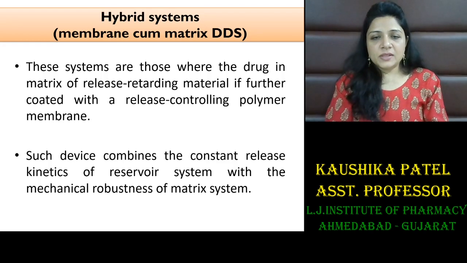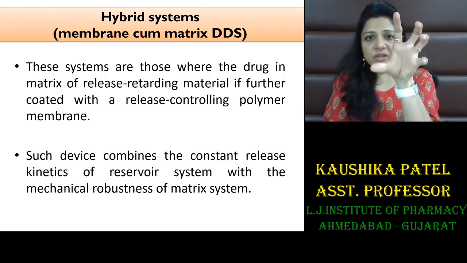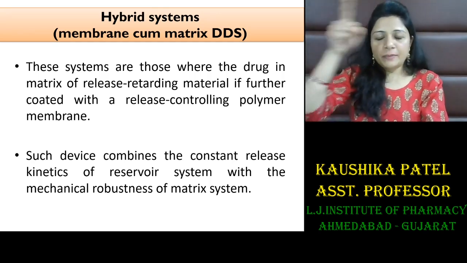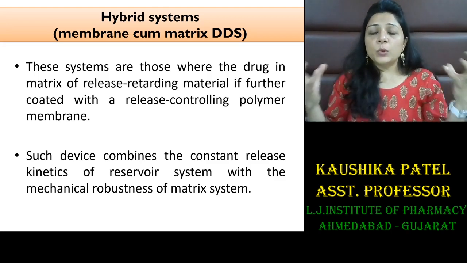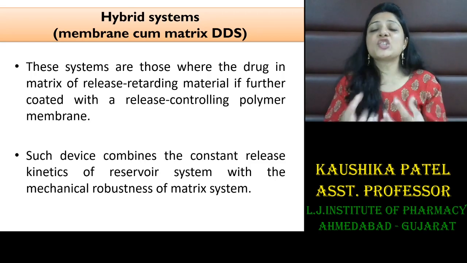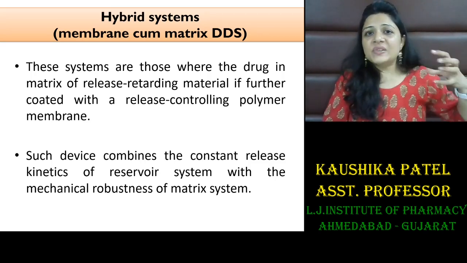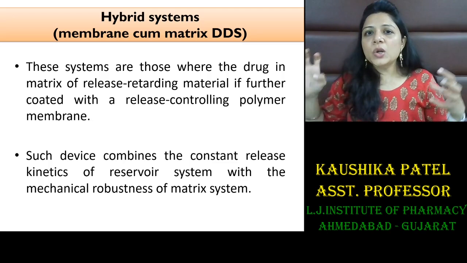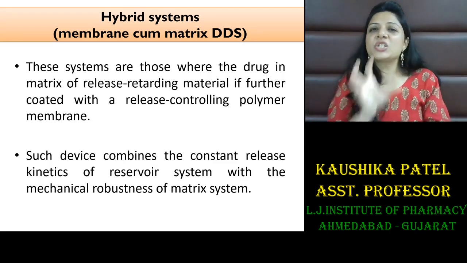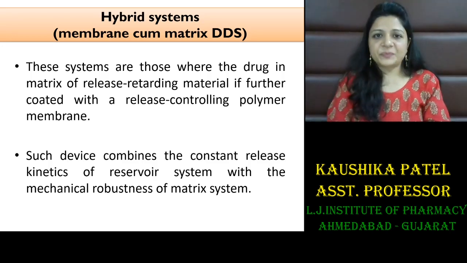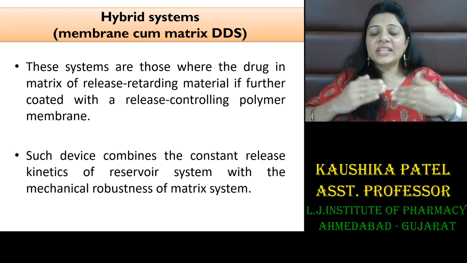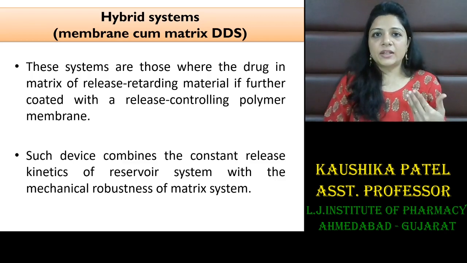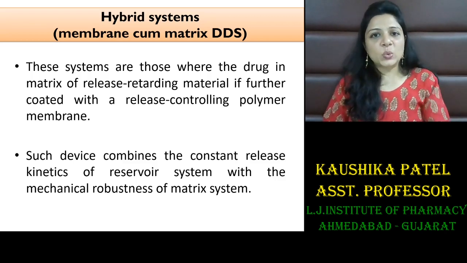Now you can even form a hybrid system. In a hybrid system, you will have a matrix system, a matrix of polymer in which the drug is added. It will again be coated with a reservoir membrane of polymer, that is a reservoir system. So when you combine both systems, you get the advantages of both. You can have the constant release mechanism of the reservoir system, you can control the release rate of the drug, and zero order kinetics you can achieve along with the strength and robustness of the matrix system. The release profile can be controlled in a proper manner. So even hybrid systems can be used.